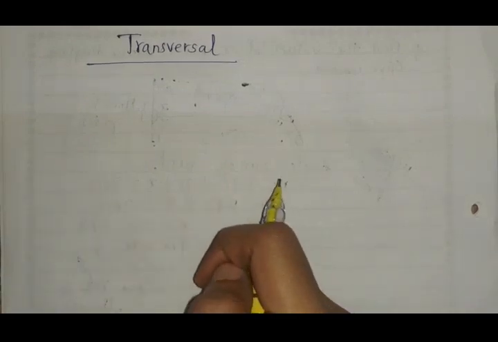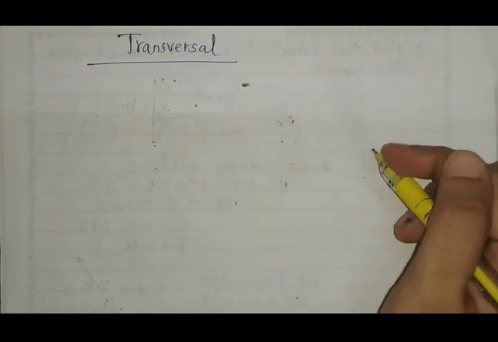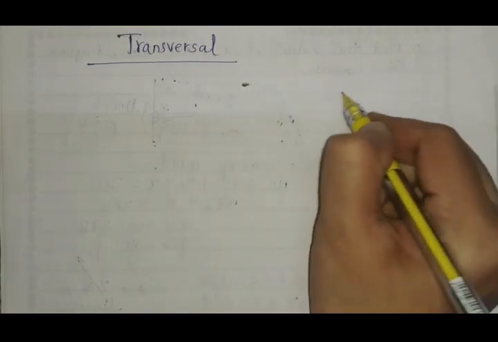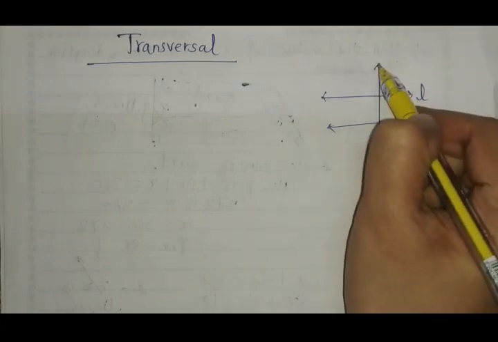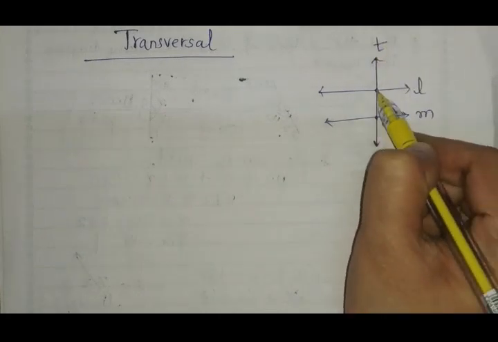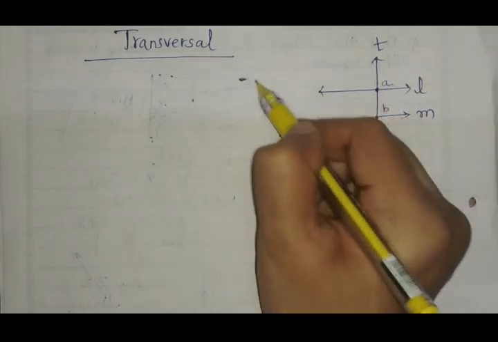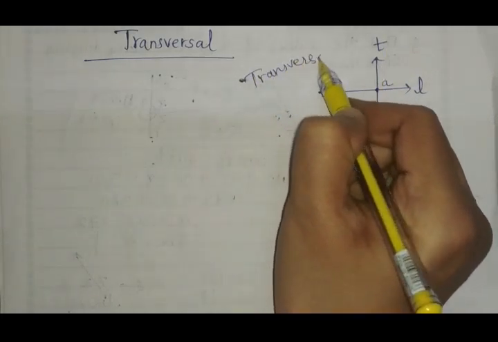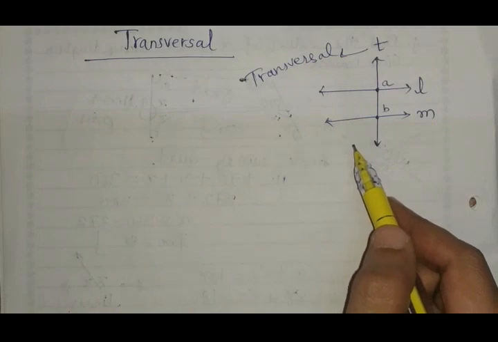Now we are having a transversal. So what is a transversal? A transversal is a line that cuts two or more lines. Suppose these are the two lines here, line L and line M. Then one line is cutting these lines at different points. Suppose this is the line T and it is going to cut line L at A and line M at B. Then T is called a transversal. Transversal is a line that cuts or intersects two or more lines at distinct points.